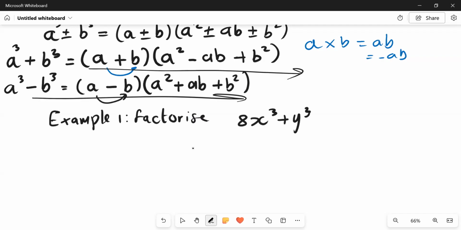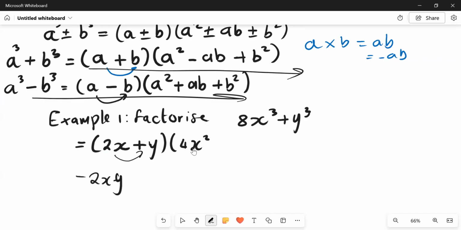That's not a problem. You take the cube root of the first term there, cube root would be 2x. And then take the cube root of the last term, we'll have your y there, right? And then square the first term, that's 4x squared. Now multiply these two and change the sign. You'll have your 2x, y, change the sign, that's minus, right? So you'll have your minus 2xy. And then square the last term, that's plus y squared. And then you're done factorizing this expression.